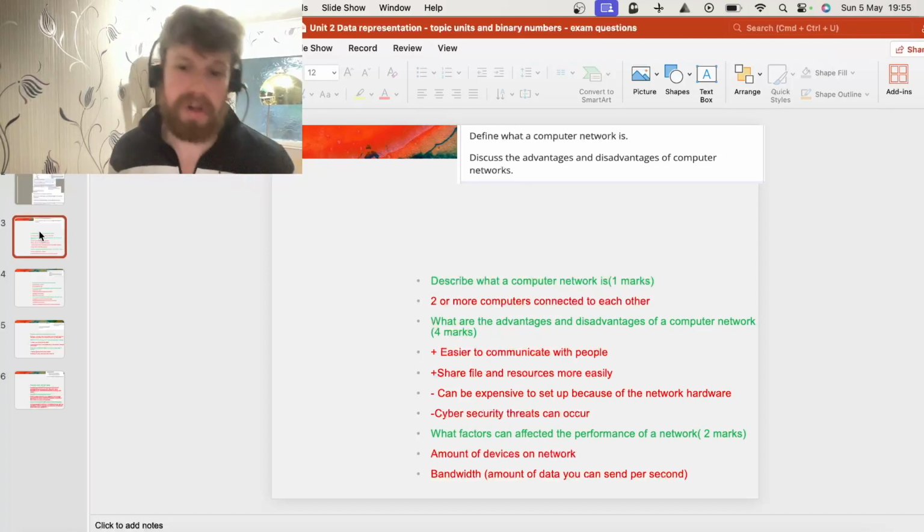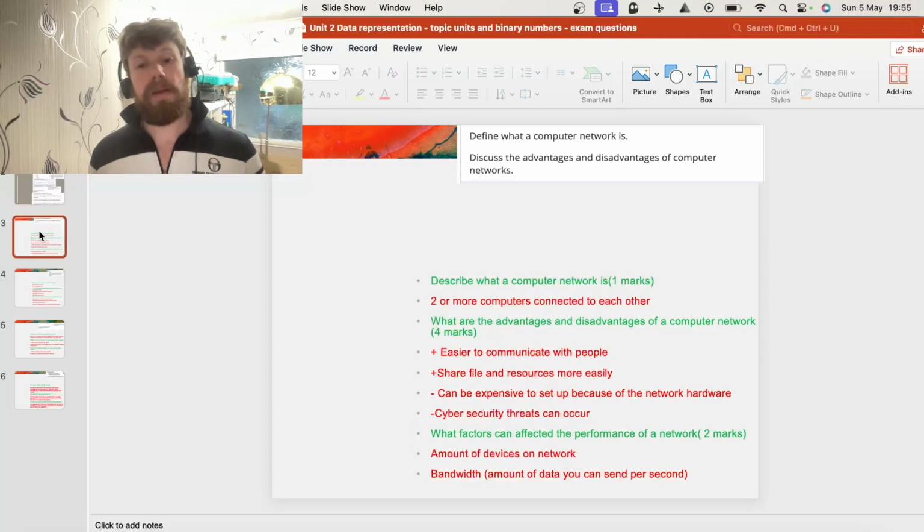The factors which can affect the performance of the network is the amount of devices on a network. The more, generally that's going to make the performance decrease. And bandwidth is the amount of data that you can send per second, so that if that's more, then the performance of the network is going to be better.